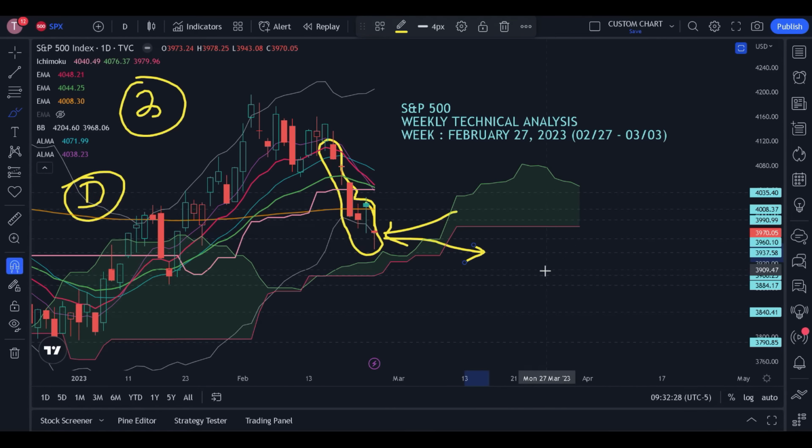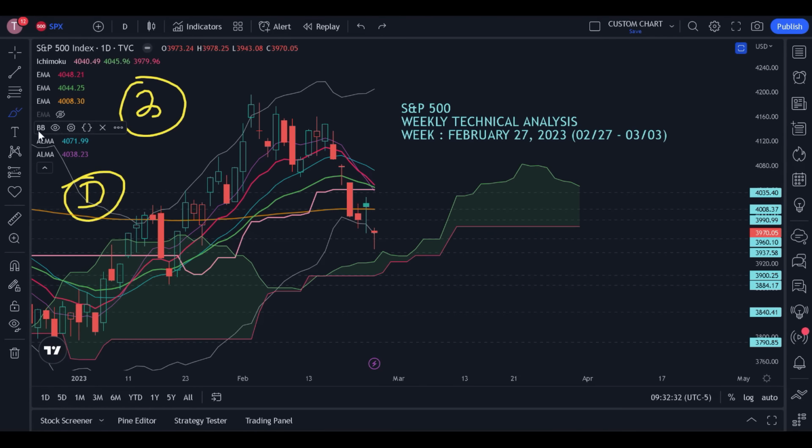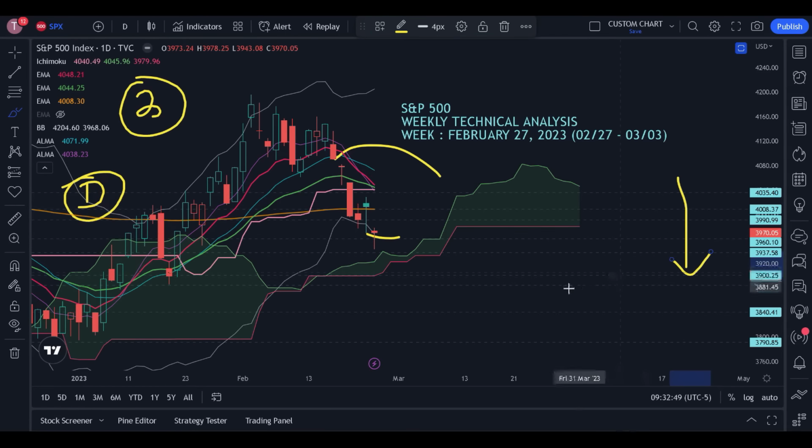Now, when we look into the technical indicators, first comes the Bollinger Bands. This is the lower band of the Bollinger Band, and this is the median of the Bollinger Band. Because the S&P 500 has closed in between the lower band of the Bollinger Band and the median of the Bollinger Band, this means that the S&P 500 is bearish through the Bollinger Bands. Clear? Then comes the moving averages.